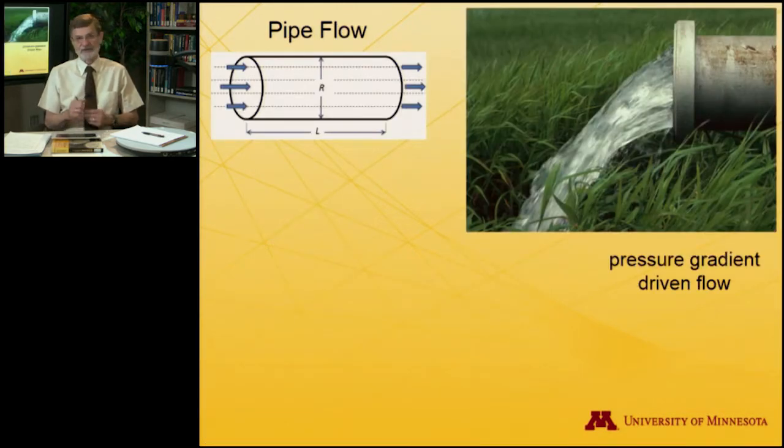Another possibility is that rather than flowing between plates, we might flow through a pipe. This would be a common one, shown in the upper right, of water being driven out of a pipe. It could be your garden hose, where there's high pressure water at the house and lower pressure out in the garden, and the water flows down that pressure gradient.